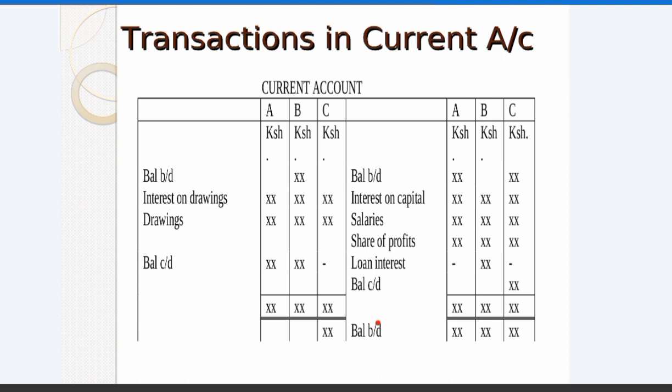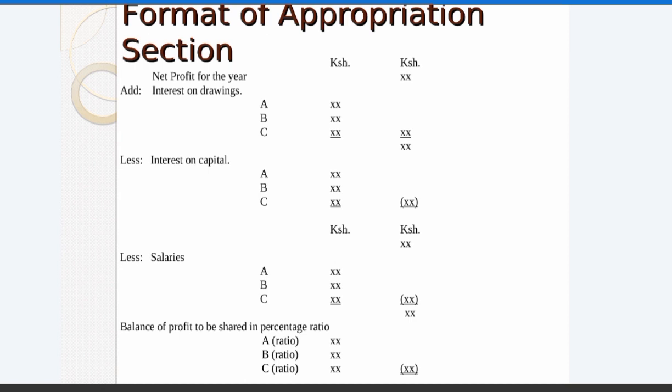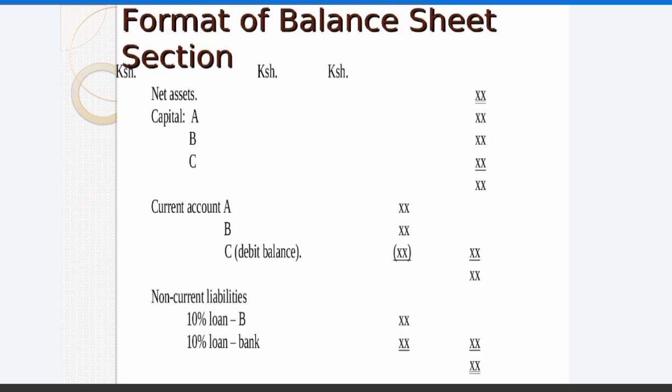So these balances brought down here are the ones you take to the balance sheet. The balances from the current account will be transferred to the balance sheet. So these current accounts that we have in our balance sheet will be from the current account. So you will get the total capital, which will be comprising the capital and the current account.